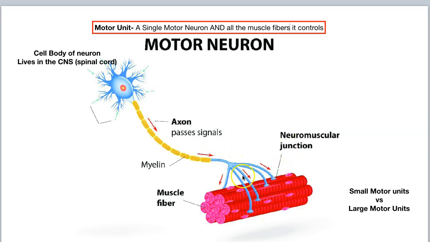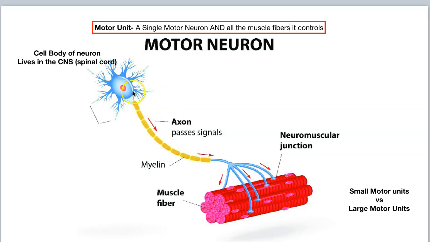So this motor neuron controls 5 muscle fibers. So this motor unit, this single motor neuron, controls 5 muscle fibers. You can see that, right? Now, there's something called small motor units and something called large motor units. If you are a small motor unit, that single motor neuron will control less than 10 muscle fibers. There are some motor units that control 2 to 3 muscle fibers.